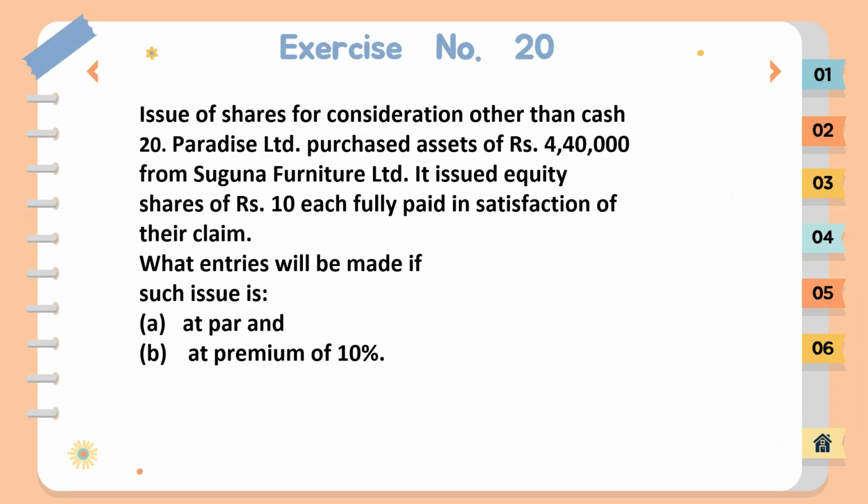We'll do the sum. Issue of shares for consideration other than cash. Paradise Limited purchased assets of rupees 4,40,000 from Suguna Furniture Limited. It issued equity shares of rupees 10 each, fully paid, in satisfaction of their claim. Here, the shares are issued at par and at a premium of 10%. Now we'll see this.